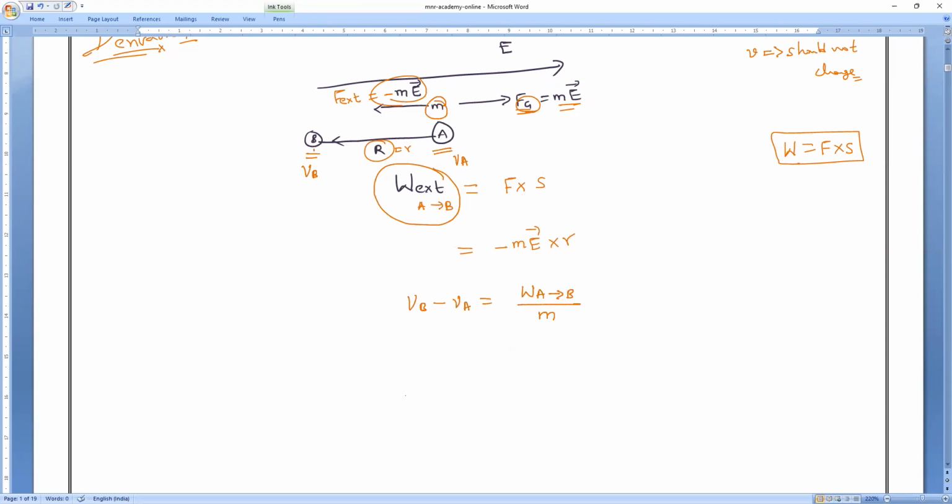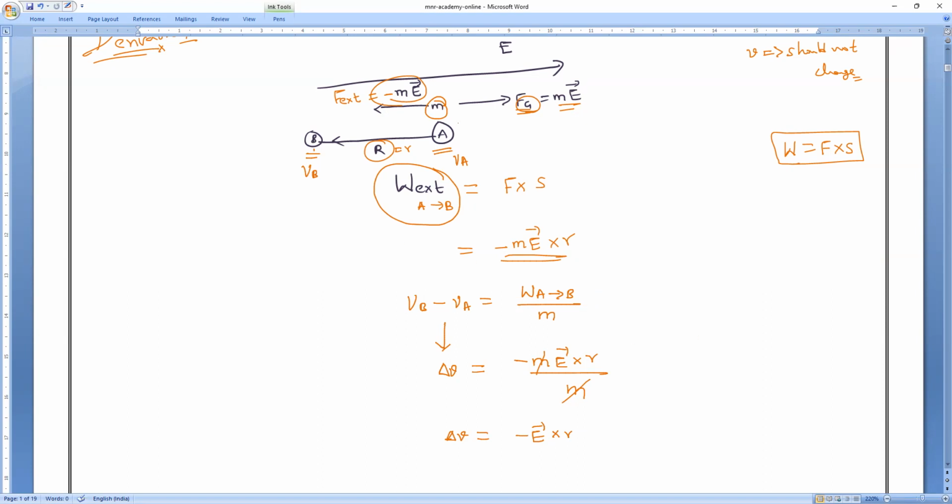Please respond. So the change in potential difference is delta V. So delta V is equal to the work done. Work done is equal to minus M E into R divided by M, so M will get cancelled. So what is the change in gravitational potential, everybody? Please respond, it is minus E into R. Am I right, guys? Yes? All of you? Yes.